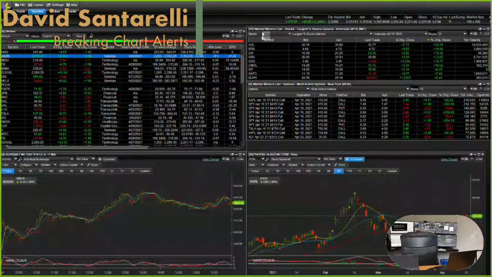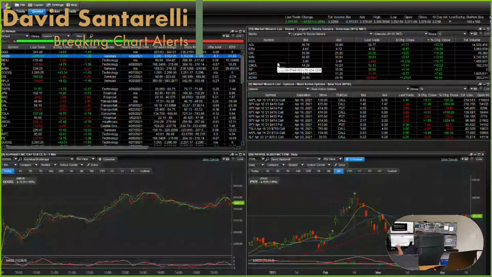So over on the right, you see this says market movers list. This is the largest percent stock gainers at this time. Right now I have it marked by the top gainers, and this is part of the NYSE, the American Stock Exchange, New York Stock Exchange. It gives me 10 rows and I can see what's moving here in the pre-market hours.